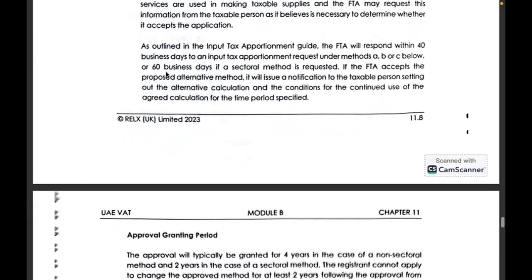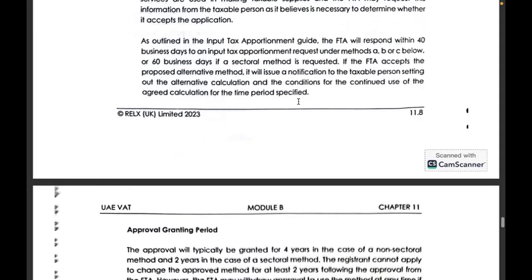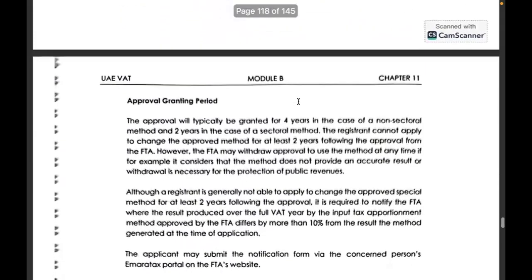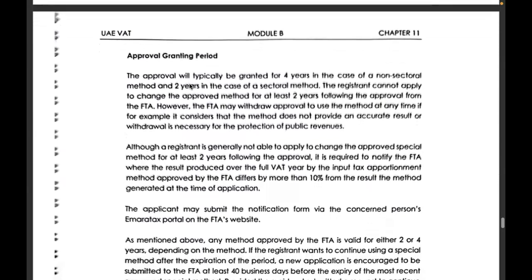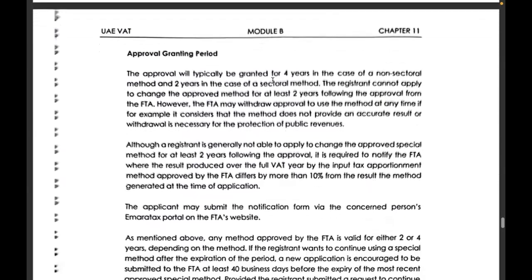If the FTA accepts the proposed alternative method, it will issue a notification to the taxable person setting out the alternative calculation and the conditions for the continued use of the agreed calculation for the time period which is specified. Let us have a look at the approval granting period. The approval will typically be granted for 4 years in the case of a non-sectoral method and 2 years in the case of a sectoral method.